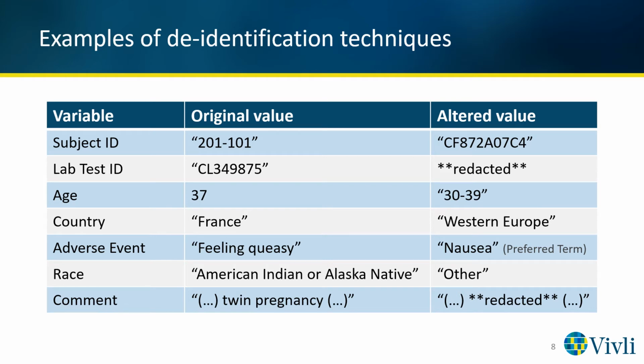The following table shows some examples of how original values may be altered in the process of anonymization. So for example, subject ID is replaced with a hash, age can be presented as an age group, country detail can be elevated to region or continent, race, which has very few values in the datasets, can be replaced with other, and there might be some reduction introduced in the data, especially for free entry and verbatim term values.